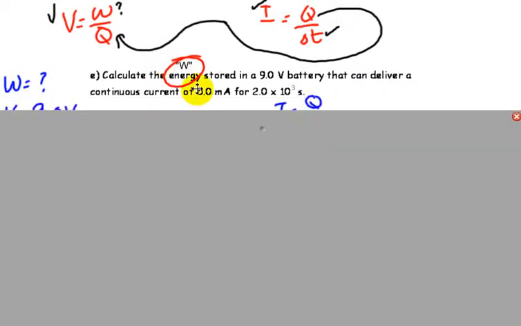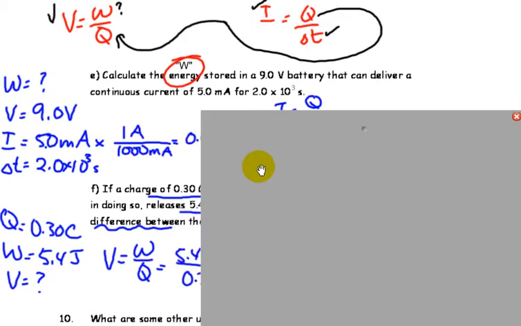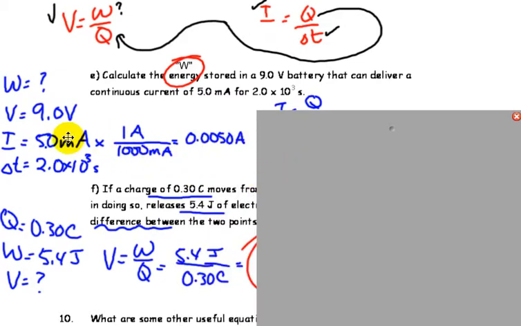Calculate the energy, and of course energy is work done on it, stored in a 9-volt battery that can deliver a continuous current of 5 milliamps for 2.0 times 10 to the 3 seconds. Now, milliamps, we have to change that to amps. Quite easily done. 1,000 milliamps in an amp. Make sure you have that down. Just like 1,000 millimeters in a meter stick.